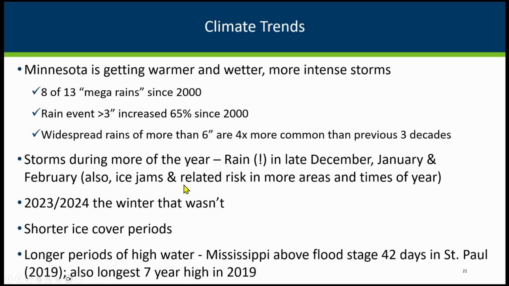We're also seeing change in the weather through the year. We're seeing rain here in December, January, and February. We just had rain not that long ago. And in the winter of 23-24, we definitely had a warmer winter overall, and it was referred to as the winter that wasn't in some places. The overall trend for ice cover is that we're seeing shorter periods of time for ice cover. And in 2019, we saw the longest period that the Mississippi was above flood stage in St. Paul. And we're seeing, again, more of these situations where the water levels are staying higher for longer periods of time, and then we'll have more of a drought period.